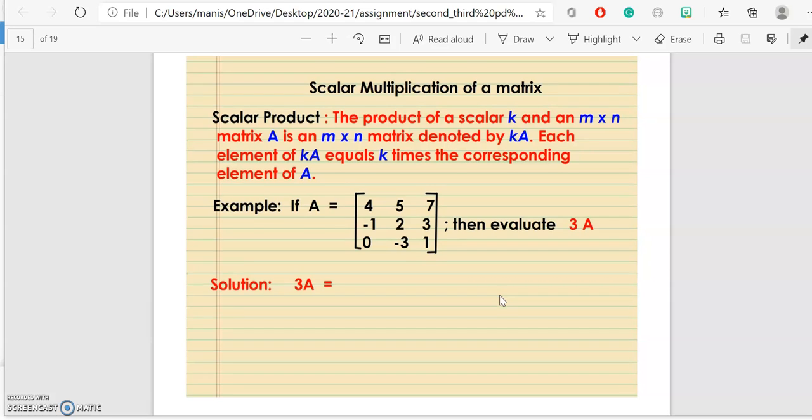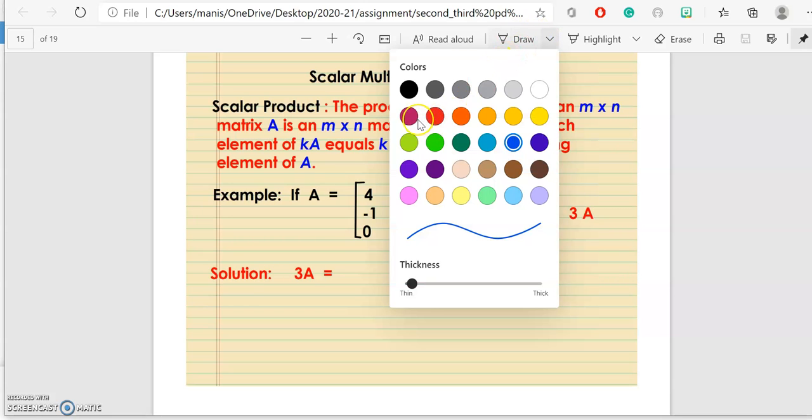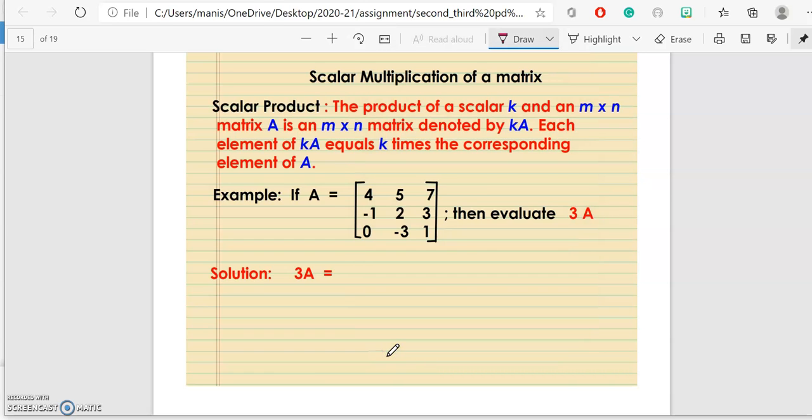Now we have been given an example over here. If A is equal to 4, 5, 7, negative 1, 2, 3, 0, negative 3, 1, then evaluate 3 times A. In the definition, k is your 3. This is a scalar quantity and we are multiplying it with A. So 3A means you take your 3 and multiply it by the matrix: 4, 5, 7, negative 1, 2, 3, 0, negative 3 and 1.